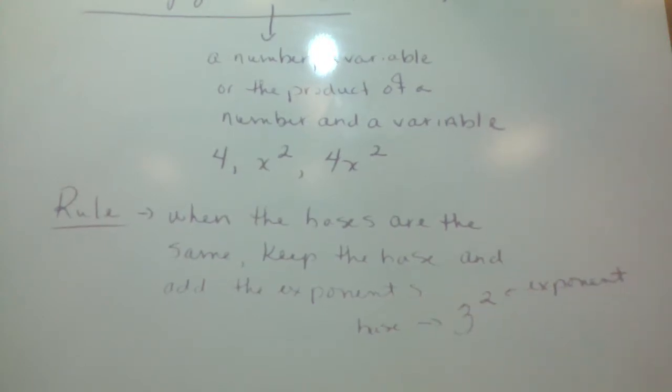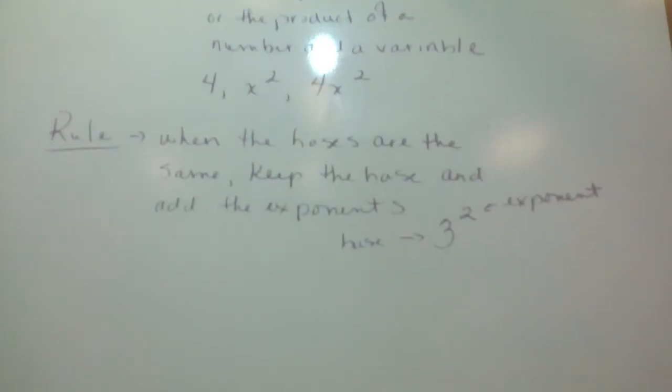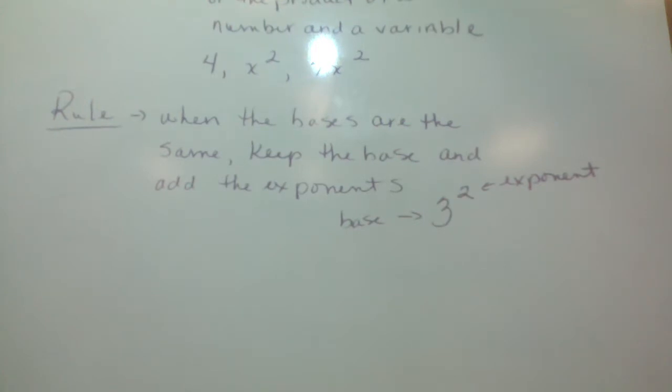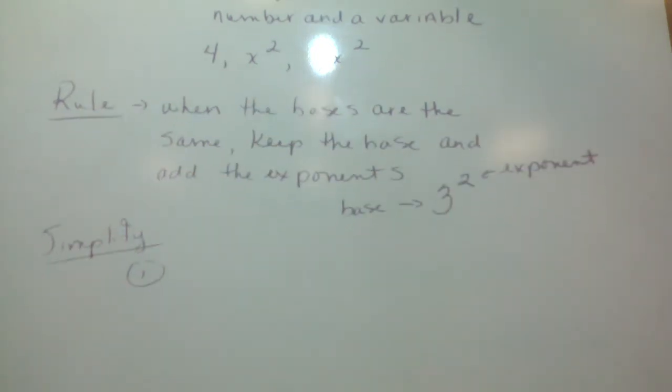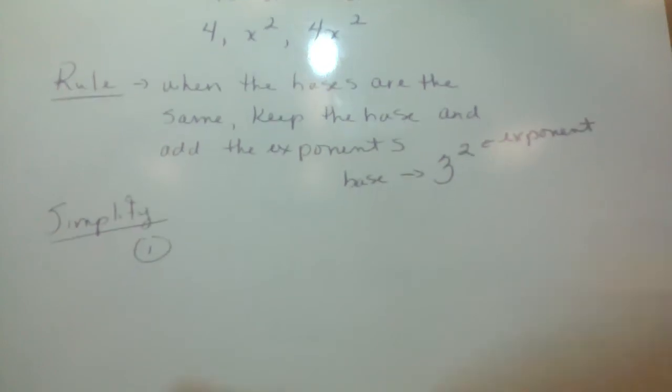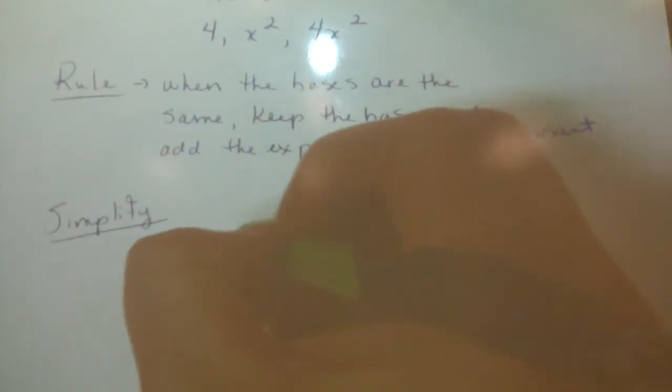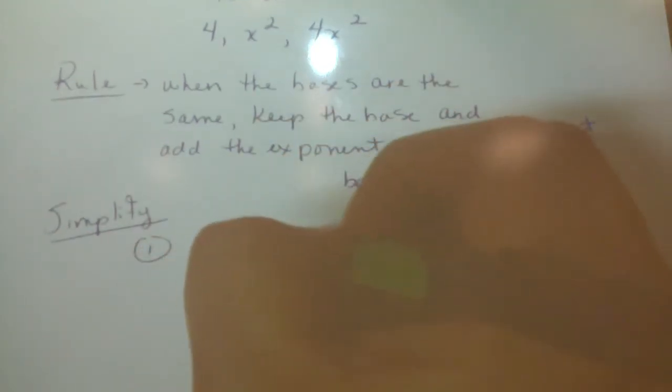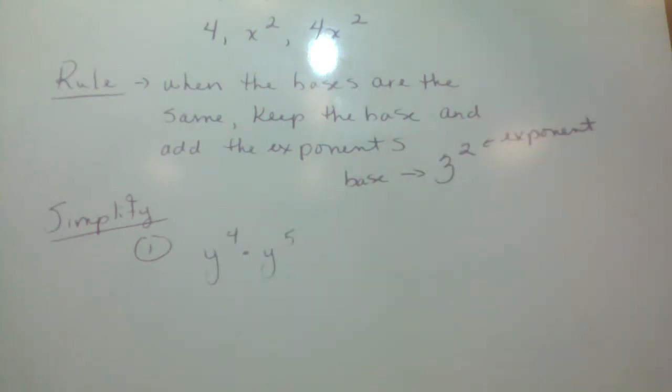So we're now going to go through about 6 problems of multiplying monomials. The directions will say simplify. Let's take a look at example number 1. I've got y to the 4th times y to the 5th.